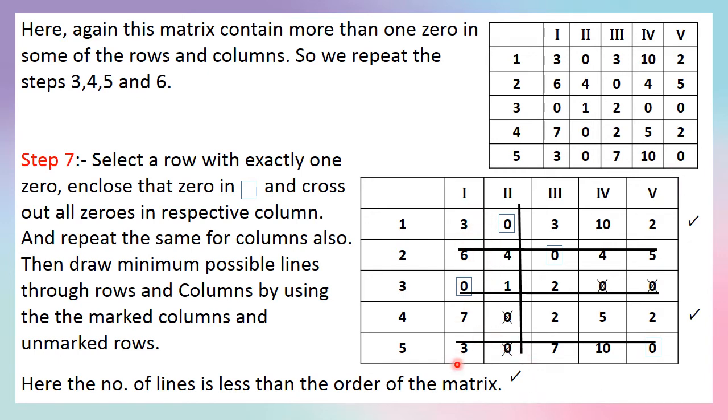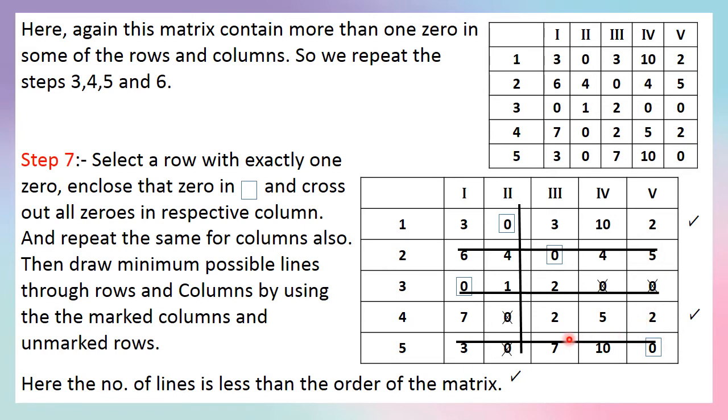In the first column we just observe the column, and only a single 0 is there, so we can enclose this in the box and cross out the remaining 0. Only this 0 remains to cross out, because this one has already been crossed out after making this assignment. So we will cross out this 0 also, and you can see that the second column does not contain any more zeros, because one 0 is already assigned and the remaining zeros are crossed out. The third column also does not contain any 0, nor do the fourth and fifth. Now there is no more 0.